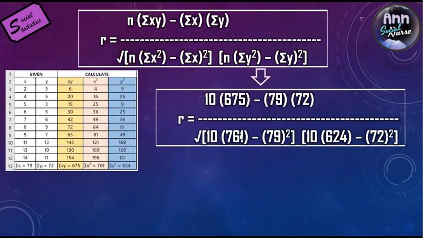Okay, in the formula, we already know the summation of xy is here; you just copy it. So n is 10 and 675. Summation of x is 79. Summation of y is 72. And then the n is 10. For the summation of x squared, we have the value 761. Just put it there very fast. And then the summation of x, that is 79 squared, and so on.